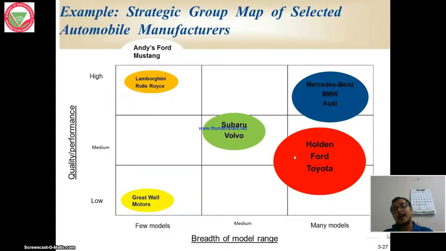Again, you can ask me why all these oval shapes have different sizes. You said that medium quality performance wise Subaru and medium quality performance wise Holden, the sizes of the ovals are different and they are not in the same line. Yes, between the Subaru Volvo group and the Holden, Ford and Toyota group, quality wise Subaru and Volvo are a bit higher than these three, Holden, Ford and Toyota.